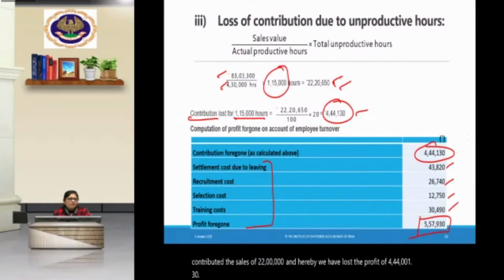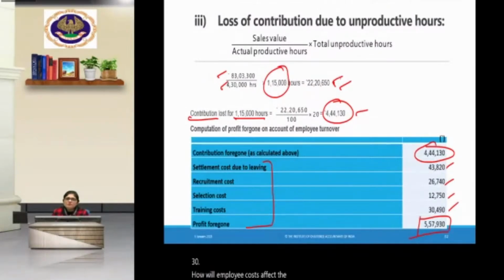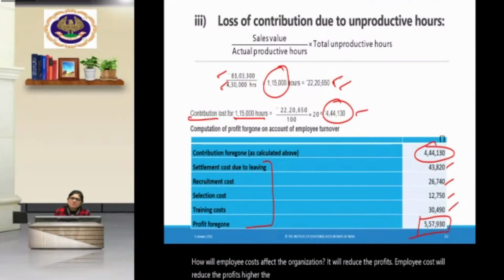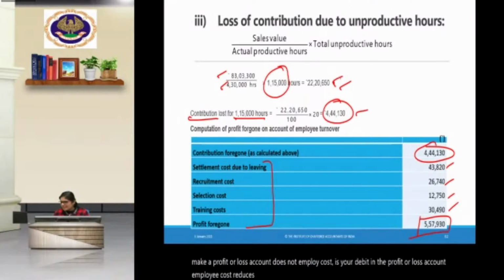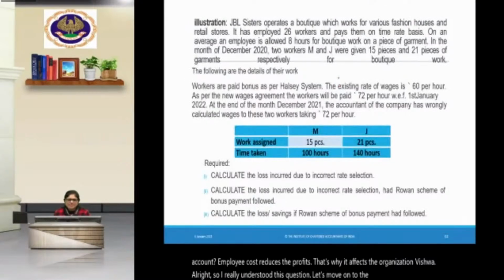How will employee cost affect the organization? It will reduce the profits. Employee cost will reduce the profits. Higher the employee cost, it will reduce the profit. Employee cost, if you make a profit or loss account, does not employee cost is your debit in the profit or loss account? Employee cost reduces the profits. That's why it affects the organization. All right. So I hope you understood this question. Let's move on to the next question.